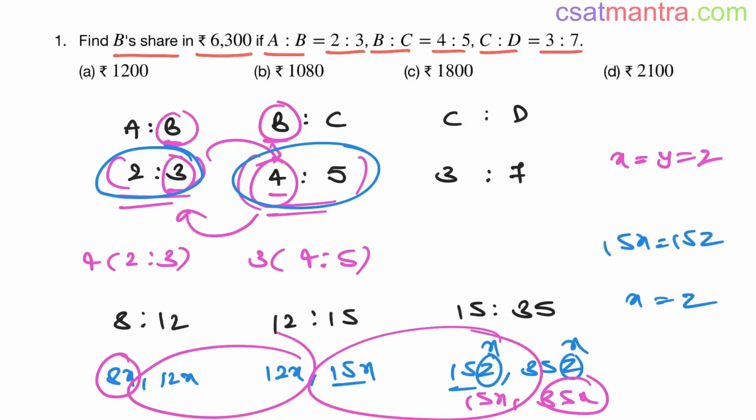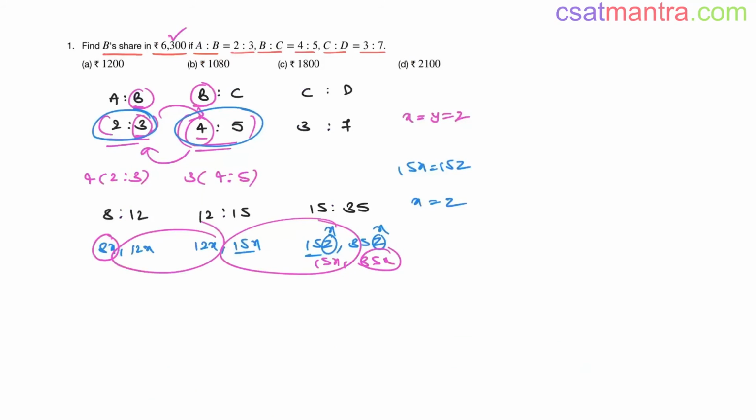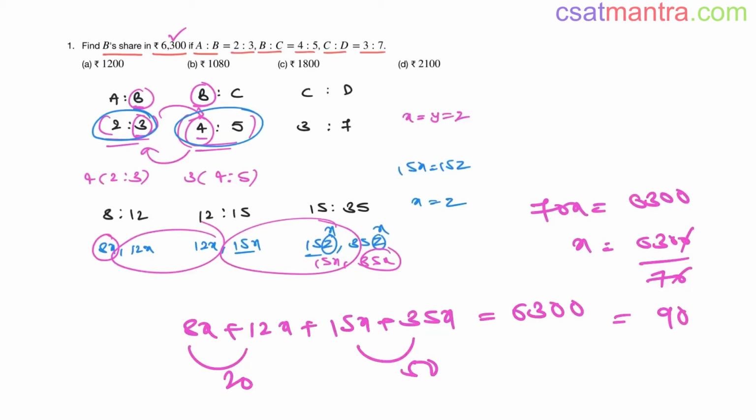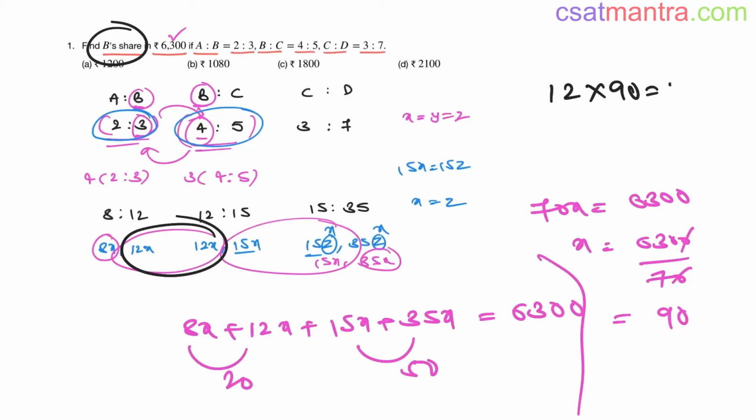Now their sum is 6300. All of them are in a single variable, my friends. 8x plus 12x plus 15x plus 35x is 6300. This is 50, this is 20. 70x is equal to 6300, x is equal to 6300 by 70. This is 90. So we want B's share. B's share is 12x. 12 into x is 12 into 90. This is 1080. So our answer is 1080.